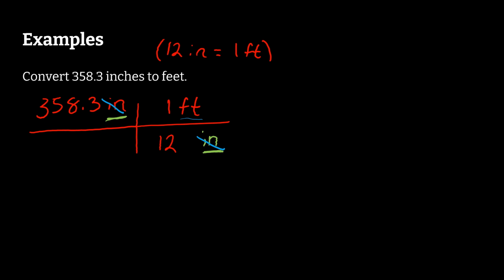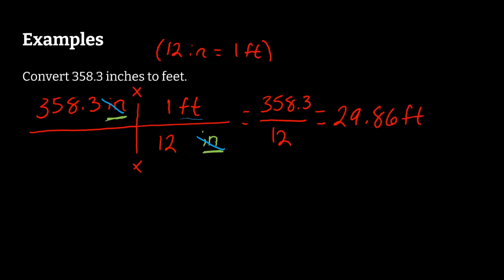So we are able to go ahead and solve. How we solve this is by multiplying the top, multiplying the bottom, and then dividing. In this case, we get 358.3 times 1 being 358.3, and then we're going to divide it by 12. Whenever we do this, what we get as our answer is 29.86 feet. And so we have converted from inches to feet.